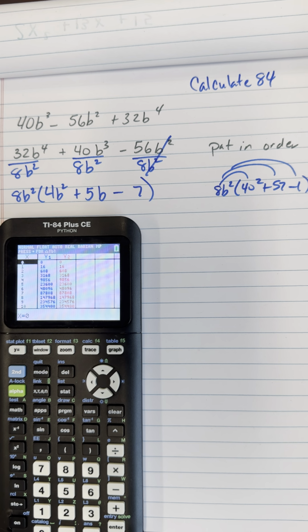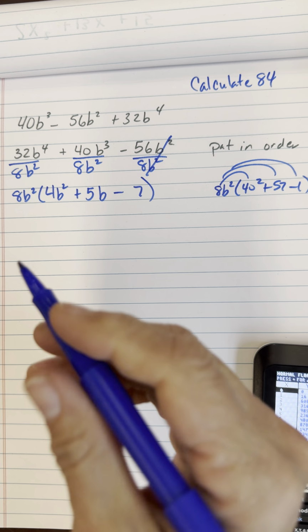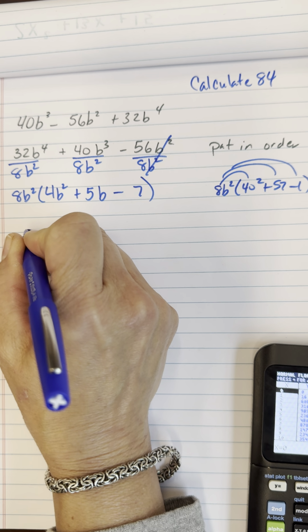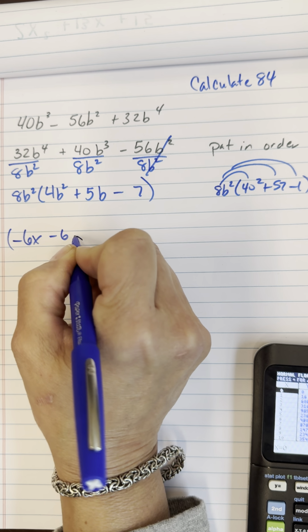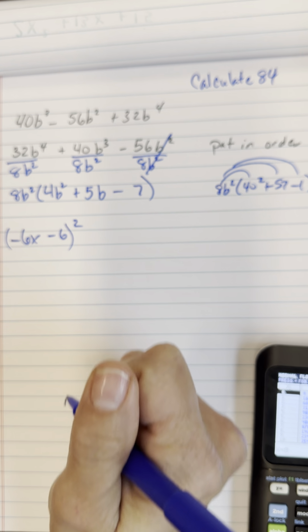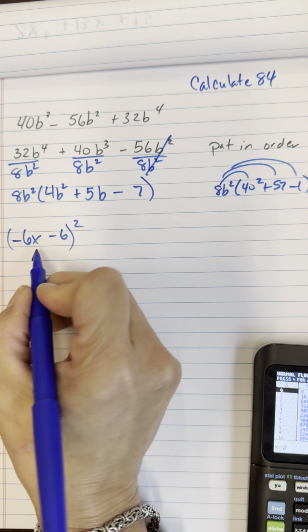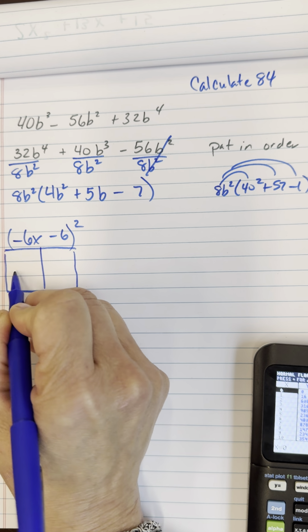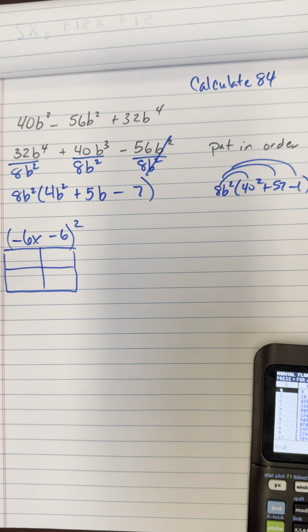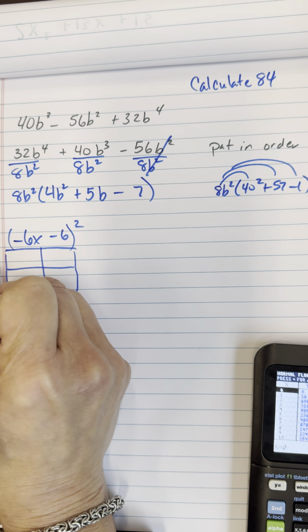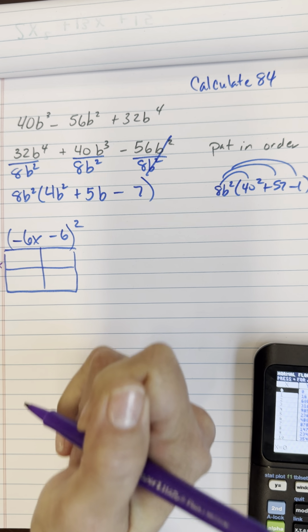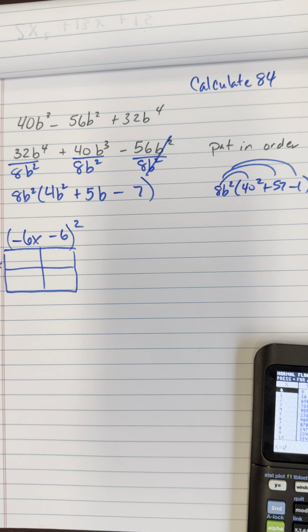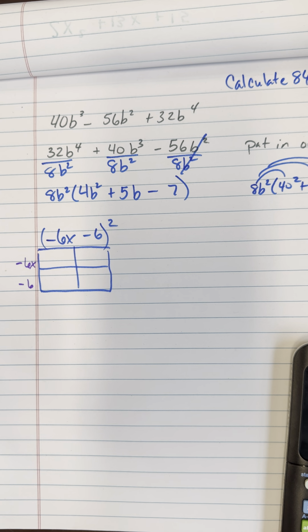Okay, second question. Negative 6x minus 6, squared. And when you square something, you multiply it times itself. So we are going to use the box method to multiply. So when you're multiplying times itself, whatever you put on top, you're going to put on the left. So negative 6x, negative 6, and then you're going to multiply.